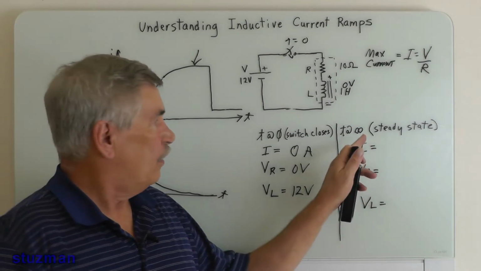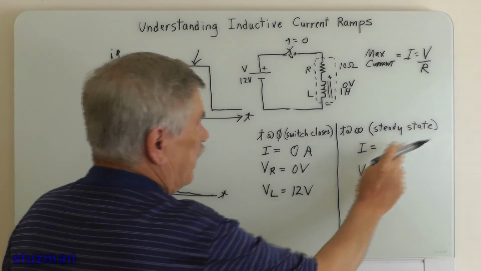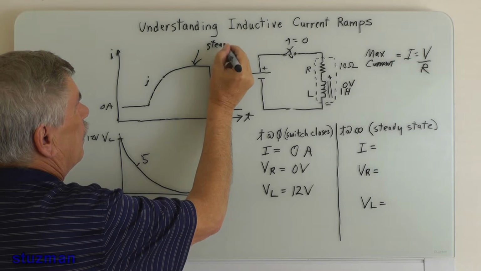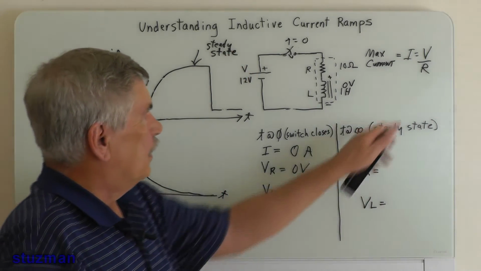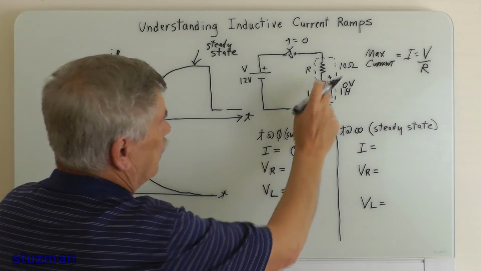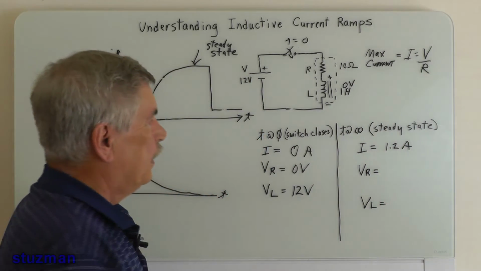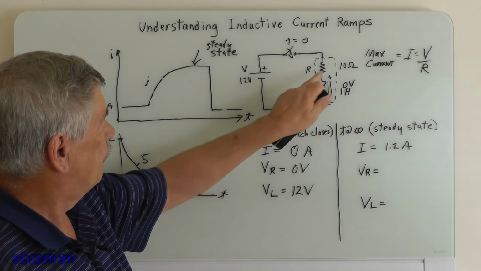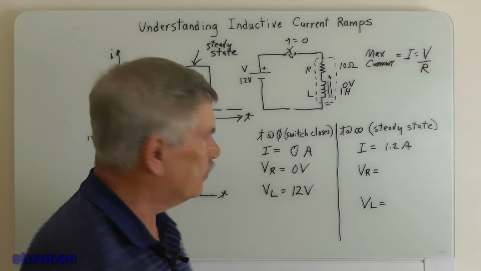Now just to complete this over here on this side for the steady state. Steady state, we're up here at the top, right? And let me just write up here steady state. Our steady state is going to be V divided by R. So our V is 12, our R is 10, so our current is going to be 1.2 amps. Okay? Now, what's the voltage across the resistor? Well, we got 10 ohms. Voltage is equal to current times resistance. 1.2 times 10, 12 volts.